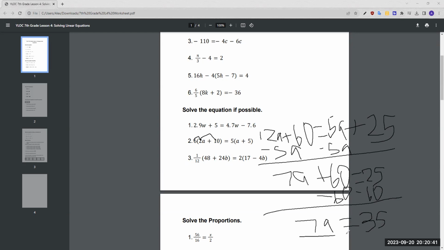Now we have to get rid of this 7, and we can do that by dividing both sides by 7. And there's also a negative here. So negative 35 over 7 is just negative 5, and that'd be our answer.